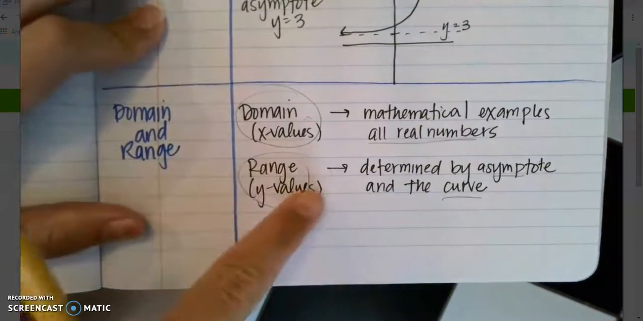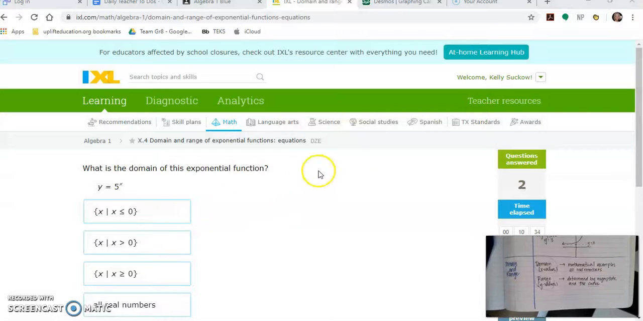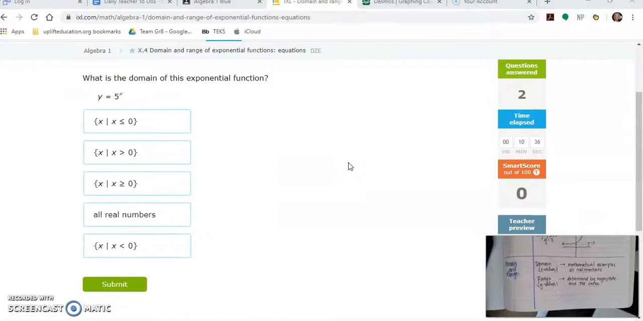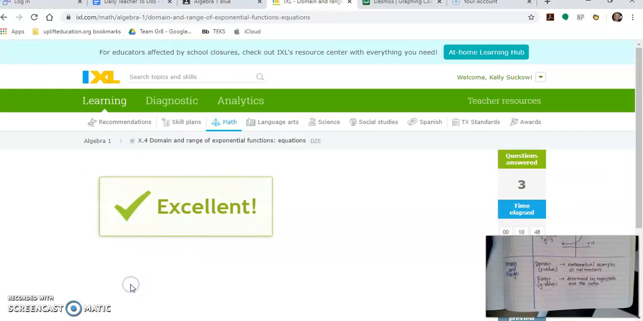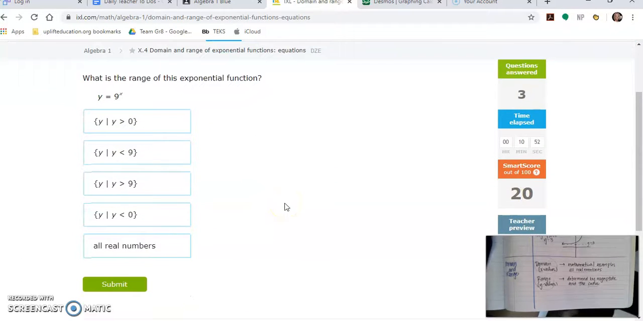And so you should have your notes out in front of you, but now I'm going to go ahead and turn to the link that I've posted on IXL. It says, what is the domain, or what are the x values of this exponential function? Well, we just went over that in our notes: for all mathematical examples, our domain is going to be all real numbers. This one says, what is the range of this exponential function? So it says y equals 9 to the x.